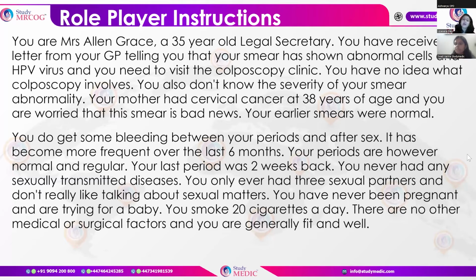One is what is known as a LEEP procedure. So what is a LEEP procedure? Here a heated wire loop will be used to remove the abnormal area at the neck of your womb. This is usually done by numbing the neck of your womb. And the other procedure which we can do is a cone biopsy.